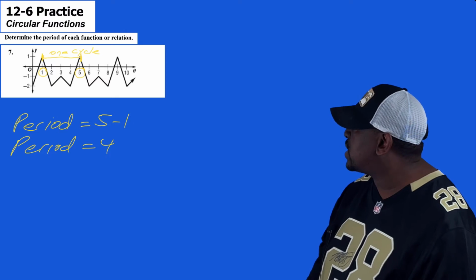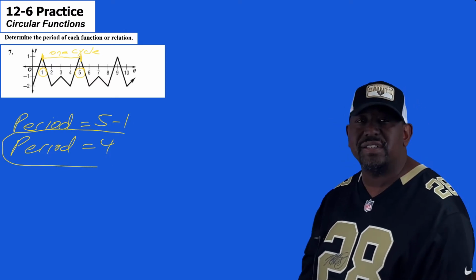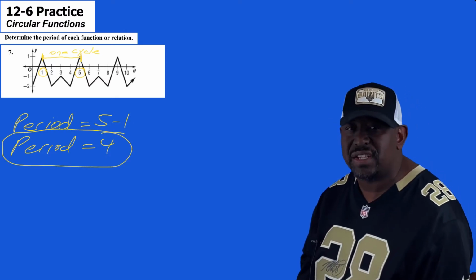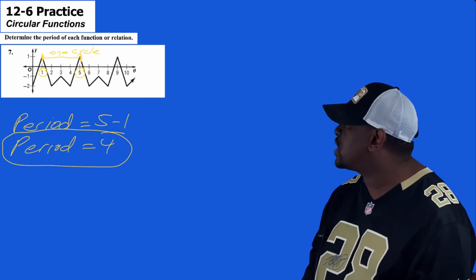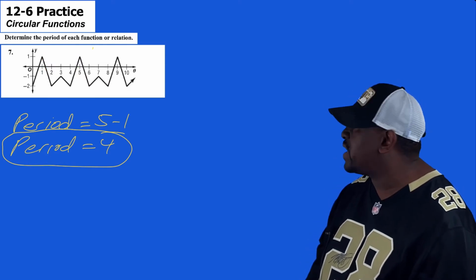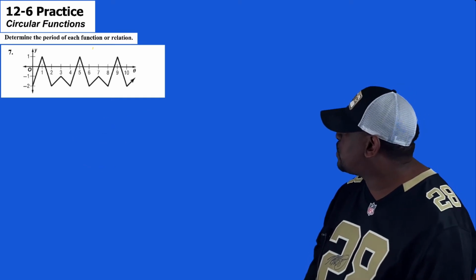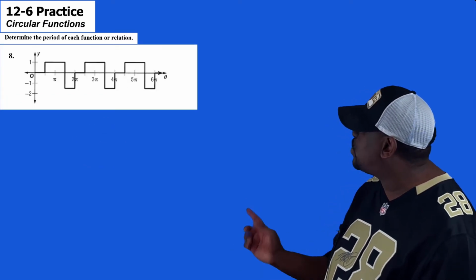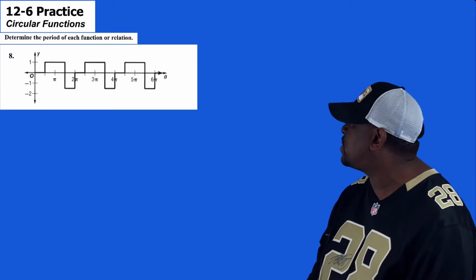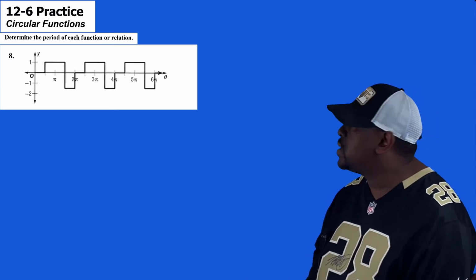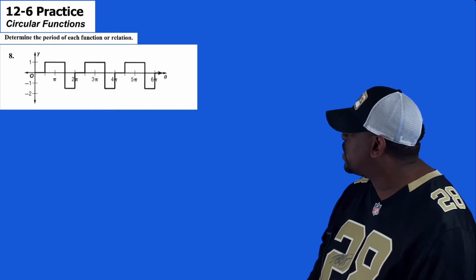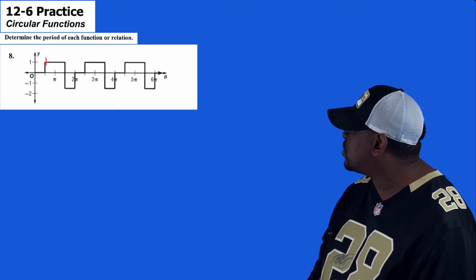So it takes a cycle of 4 theta to repeat the particular relation or function that we're looking at in this problem. And if you had done it at any other point that repeats, you would have that same period of 4.